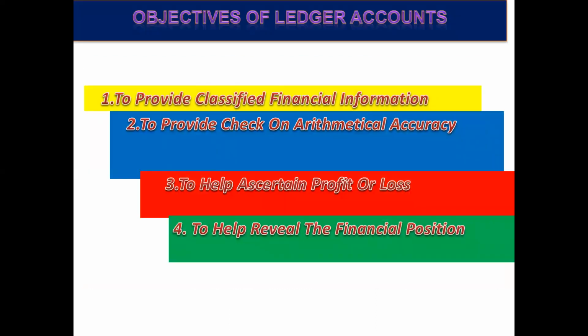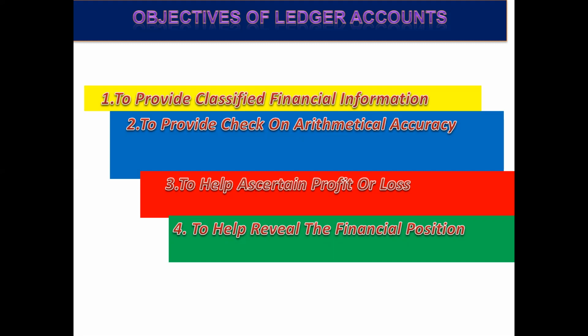And what are the objectives of maintaining these ledger accounts? The first objective is that it will help classify the financial information. You can classify the financial data of the organization, your transactional data. How much should be debited and how much should be credited? What about the total expenses of the company? What about the total incomes of the company? How much amount is being received? How much amount are we going to spend in the various transactions? Like this, you can classify all the financial data of your company through ledger accounts only. That is the first one.